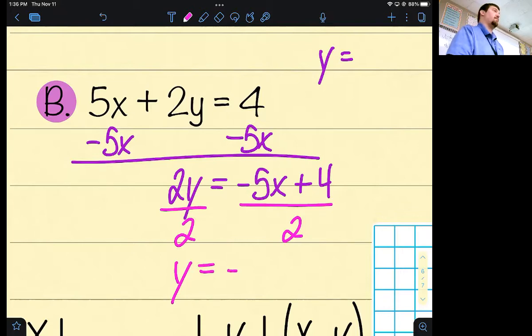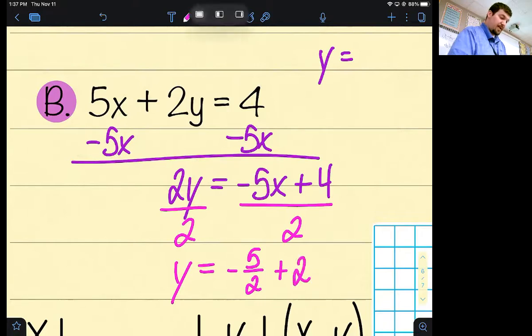What is it as a fraction, as an improper fraction? Negative 5 over 2. Okay, I'm not asking you to do anything crazy, right? Divide by 2 means 5 over 2. What about 4 over 2? What's that reduced to? Jimmy? 2.